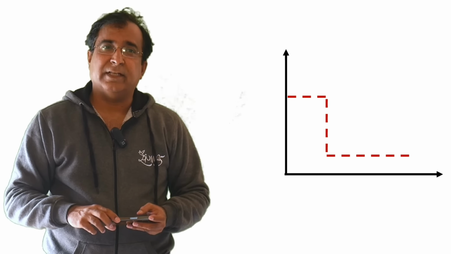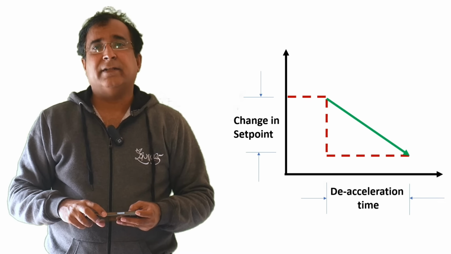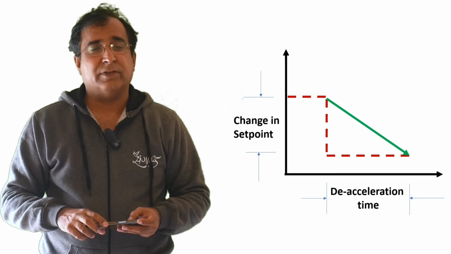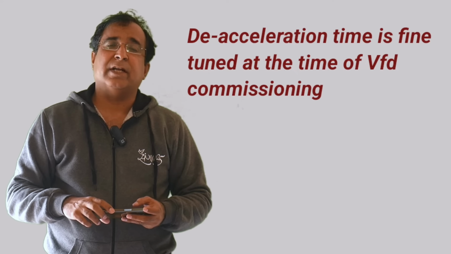That brings the motor into regenerative mode and the voltage of the DC bus increases and the VFD gets tripped. That's why deacceleration time is introduced in the speed set point to VFD. This causes the set point to change gradually in VFD. This way the motor does not go into regeneration mode heavily and the DC bus voltage does not rise to the trip level. This deacceleration time is generally fine-tuned at the time of VFD commissioning by moving the set point back and forth. Now let's move to the second application.